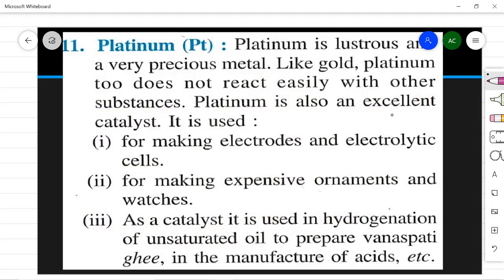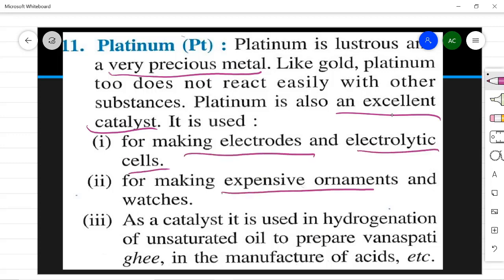Last metal which we'll be talking about is platinum. It is lustrous and very precious. Same like gold, it is very precious and it does not react with other substances. It is an excellent catalyst. It is used as a catalyst, which speeds the reaction without undergoing any chemical change. It is also used in making electrodes and electrolytic cells, for making expensive ornaments and watches. It is used in hydrogenation of unsaturated oil to prepare vanaspati ghee in the manufacture, and it is also used in the manufacture of acids.